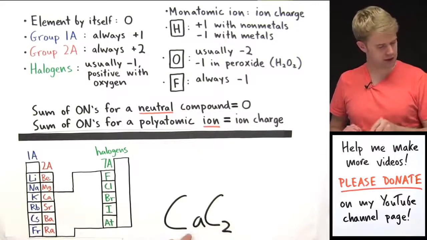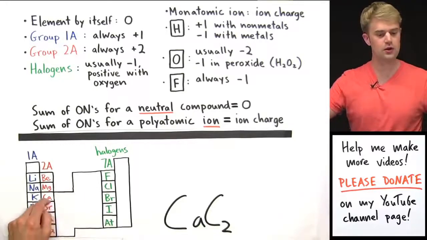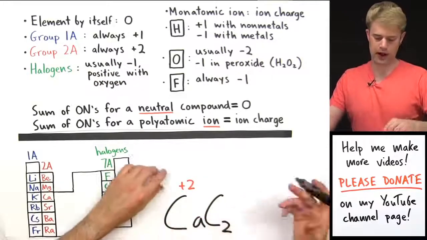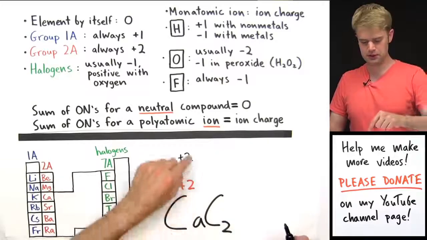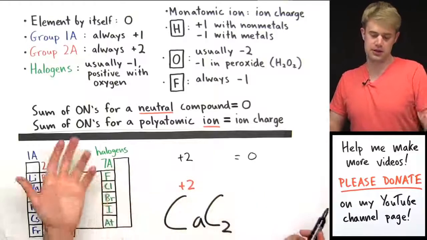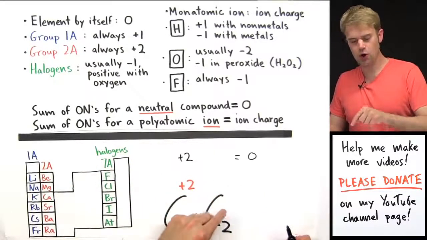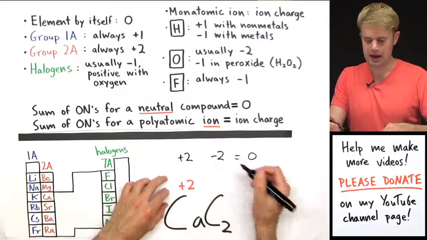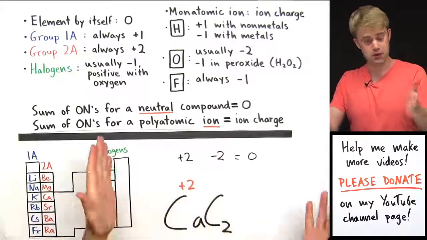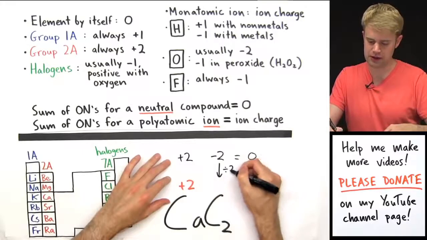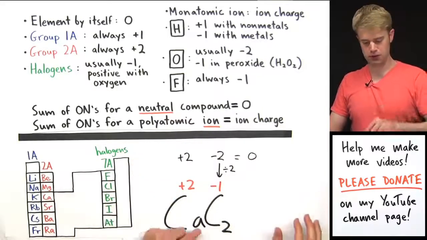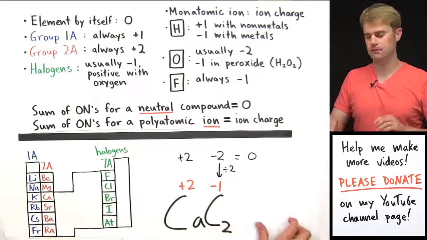CaC2. So calcium here is in this column, group 2A, so we know that its number is always +2. We don't know what carbon's number is, but we can figure it out. What we do know is that calcium's number plus whatever carbon's number is needs to equal 0 because this is a neutral compound. It doesn't have a charge. That means that the total number on carbon is going to be -2. But there are 2 carbons here, so we have to divide this number between the 2 of them. So we're going to take this and divide it by 2 to get an oxidation number of -1 for each one, +2 for calcium, -1 for carbon.